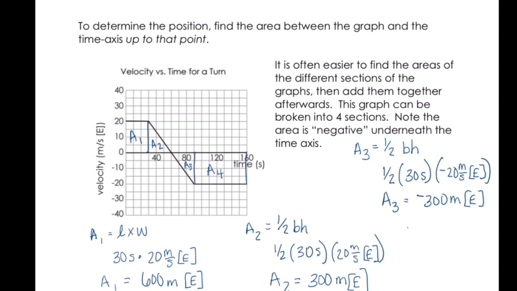And then for area 4, we're just doing length times width. Length times width. And so our length is a total of 70 seconds, times our width, which is negative 20 meters per second east. And so we should find that A4 is negative 1,400 meters east.